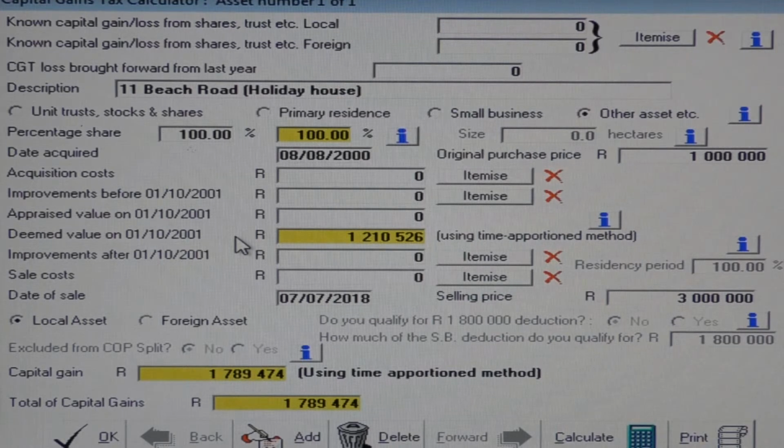I've gotten rid of the valuation amount and asked the calculator to work out a deemed value on 1st of October 2001. The calculator has used those formulas in the 8th schedule to work out a deemed value for the asset on 1st of October 2001. How did it do that? Well, it's actually a bit simpler than it may seem. You have to work out the total period of ownership of the asset and then proportion the profit over the whole period of ownership by the period before 1st of October 2001 and the period after that.